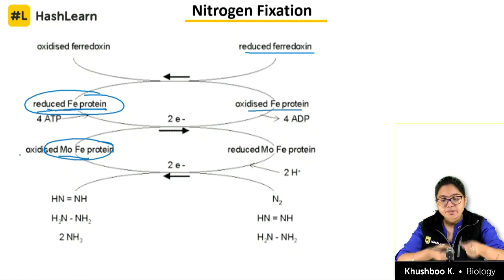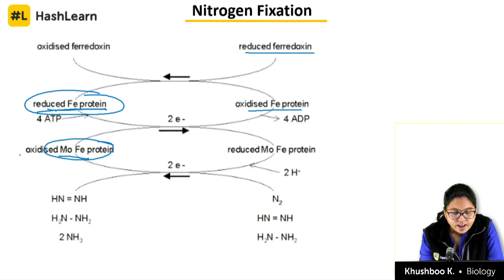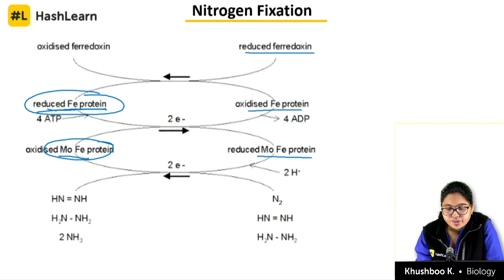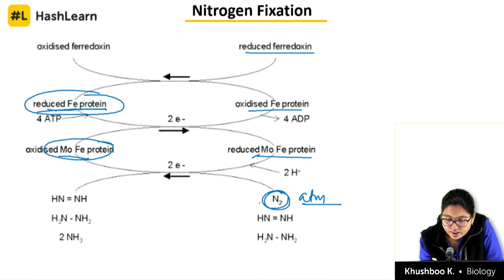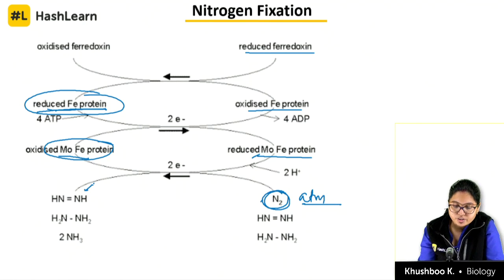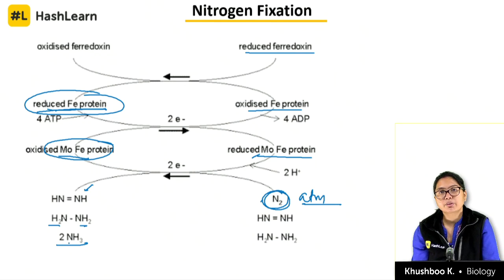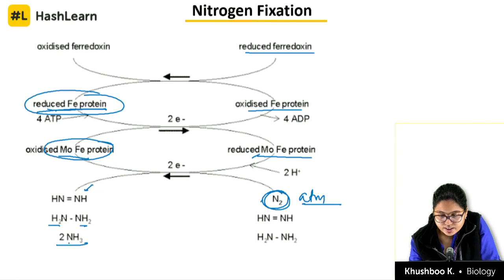So electrons are being transferred, and as a result, once the molybdenum iron protein gets reduced, it will further take up hydrogen ions and transfer this hydrogen. Now here we have the atmospheric nitrogen which we were talking about. This will get converted into NH. Then in the second step it will again take another 2 ions, and that will be NH2, and then finally it will be converted into NH3. So let's understand it with a simple diagram which is there in your books also.